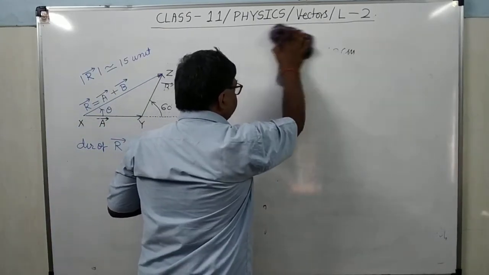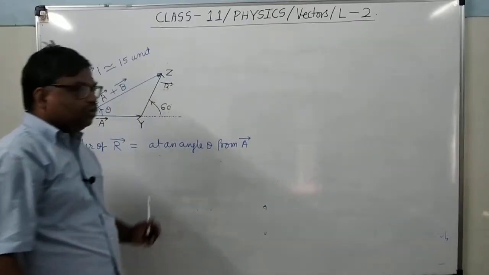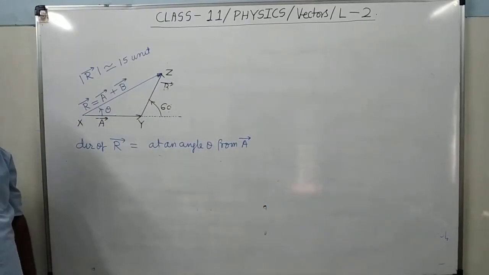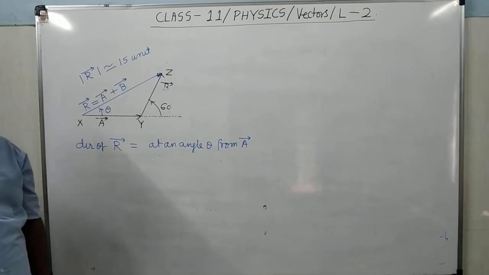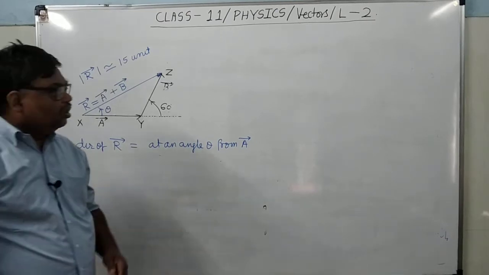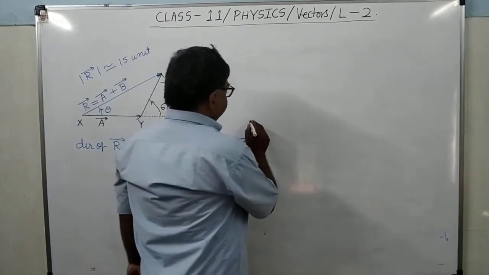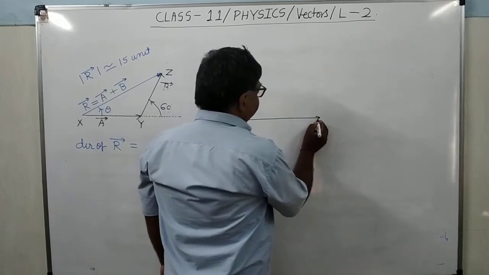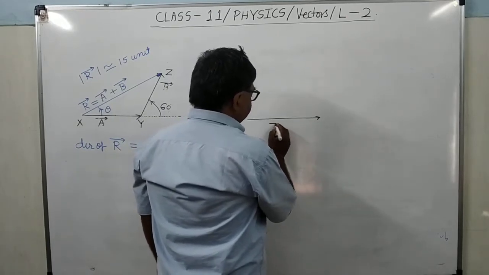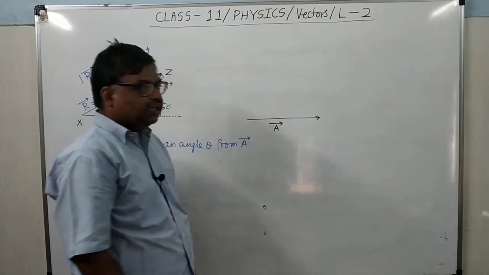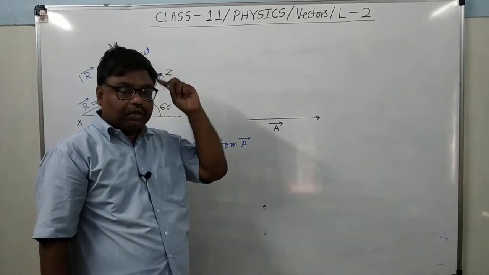Suppose we have to add more than two vectors. The same technique we will apply in adding more than two vectors. What will you do? You draw the first vector in the given direction, whatever be the direction. It's clear that you will draw.